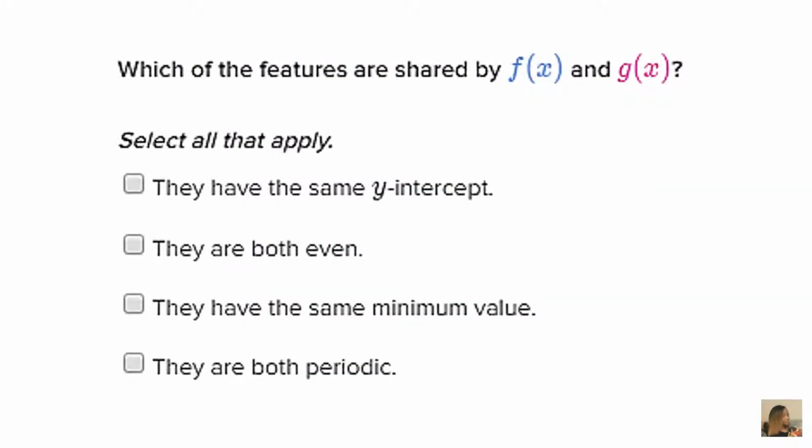Okay, so finally we can say that the functions f and g are both periodic functions, so option D, that have a y-intercept of 11, so option A. All right, so the correct answer choices are the first option and the last option. They have the same y-intercept, and they are also both periodic functions.